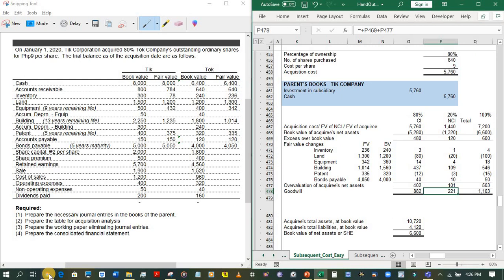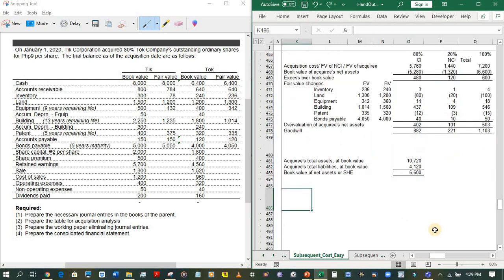So if we are using the full goodwill approach, which is under the economic entity theory, we are going to present the goodwill in the consolidated financial statements at 1,103. However, if we are using the partial goodwill approach, which is the application of parent theory, we are going to present the goodwill at 882 pesos. So remember that under the partial goodwill approach, the share of the non-controlling interest on the goodwill should not be considered, only the parent's share. But for this problem, for this illustration, we are going to use the full goodwill approach. So which means we will present the goodwill in the consolidated financial statements, both the share of controlling interest and non-controlling interest, which is 1,103, following the economic entity theory.